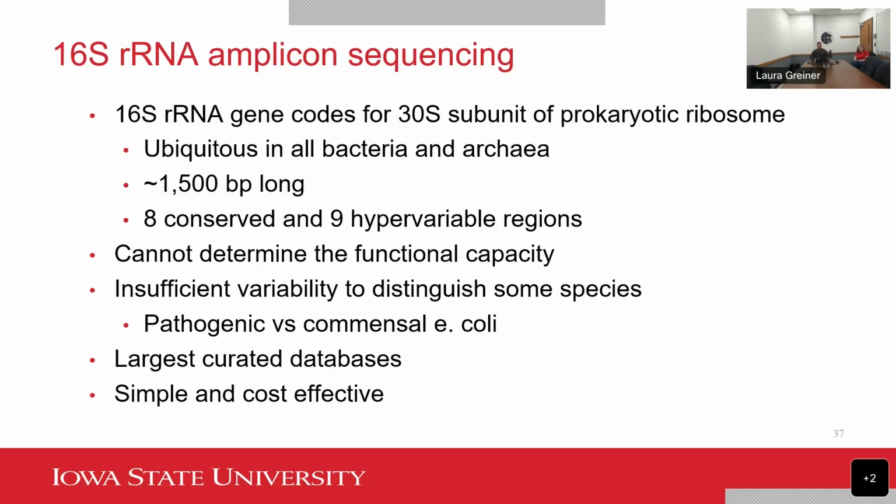But again, as I talked about with amplicon sequencing, this does not give us any insight on functional capacity of those organisms, just which organisms are there. And then there's also some limitations in terms of distinguishing species when their 16S gene is very similar. So for example, we cannot distinguish pathogenic versus commensal E. coli, which would be relevant in pigs. But the 16S gene does have the largest curated databases, which allow for simple and very cost-effective analysis on the back end.